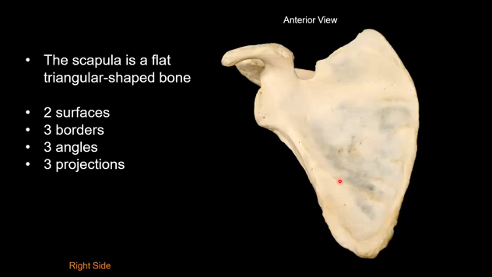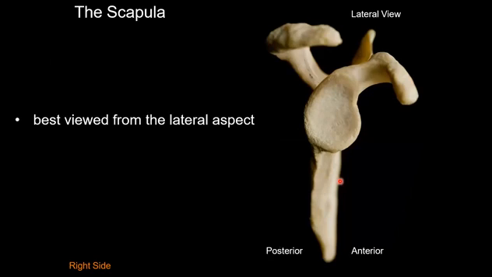So this is the anterior view. As we go from the front of the body, this is exactly what you see. You can see the triangular nature of this bone, and those projections that come off it. All these parts are just to make you appreciate it a little bit more.